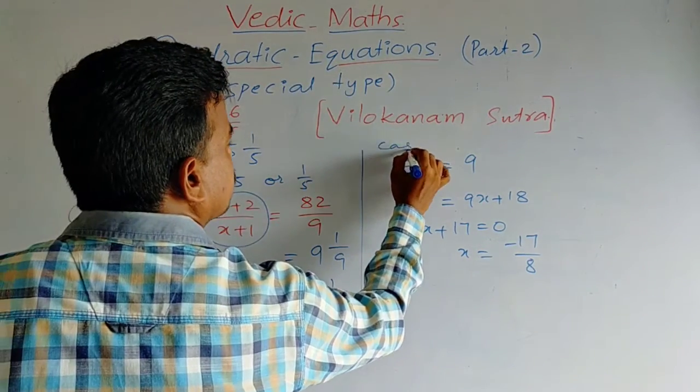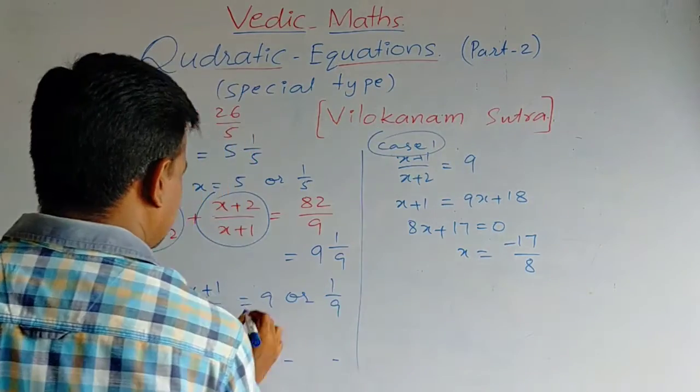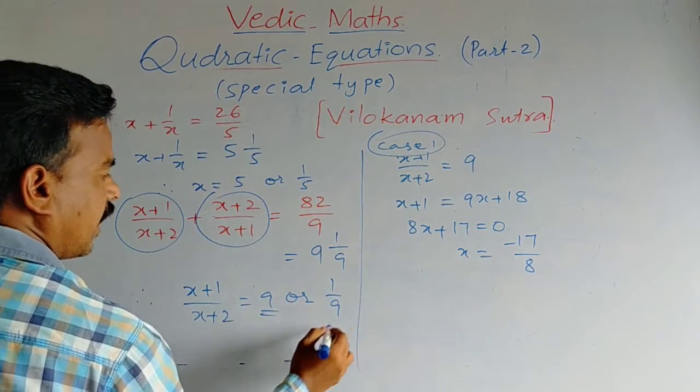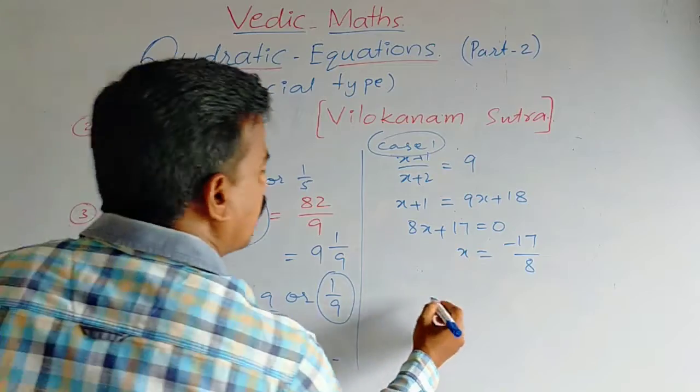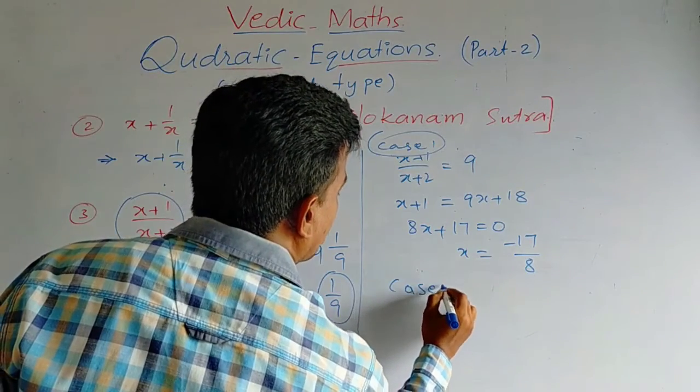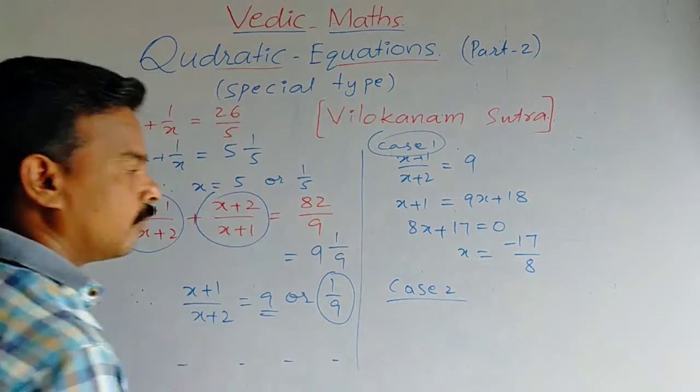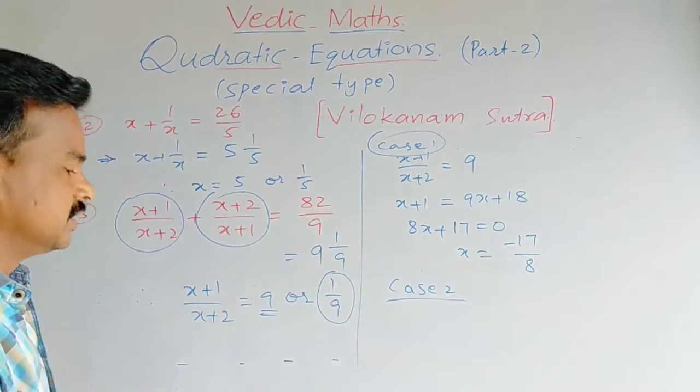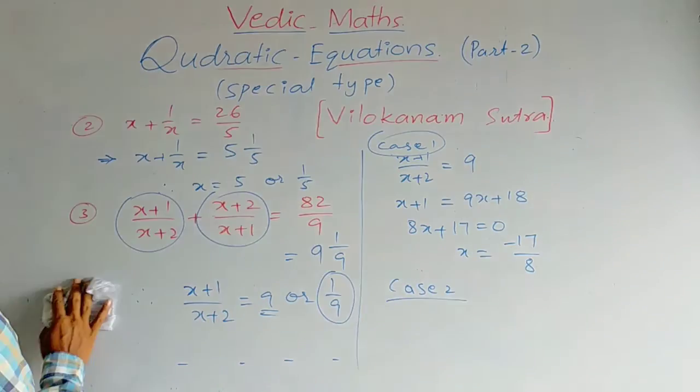This is case 1. This one we take. And if you take this one also, in case 2, we can get one more root. Okay, that's it. Let us take one more example.